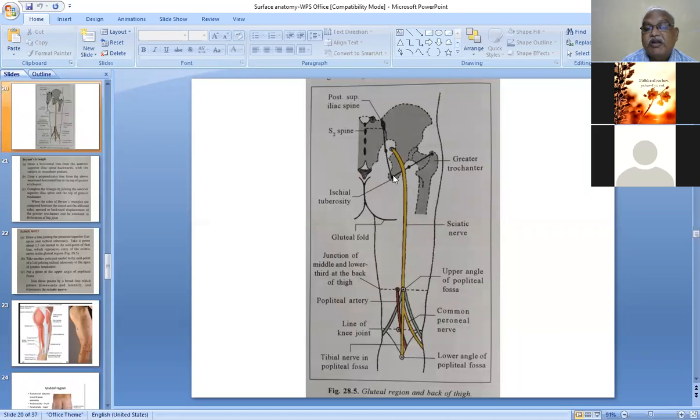This is the ischial tuberosity. This is the greater trochanter. A line joining these two is called Nelaton's line.